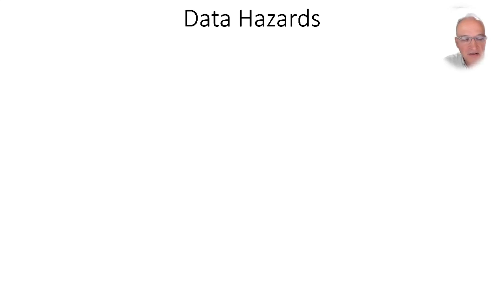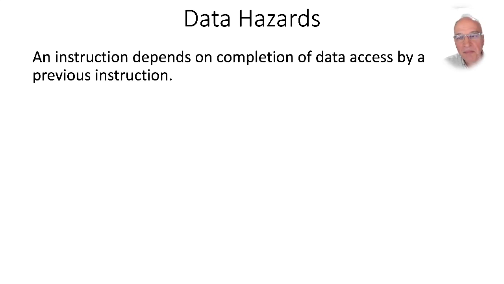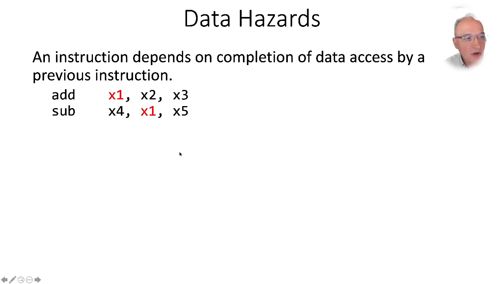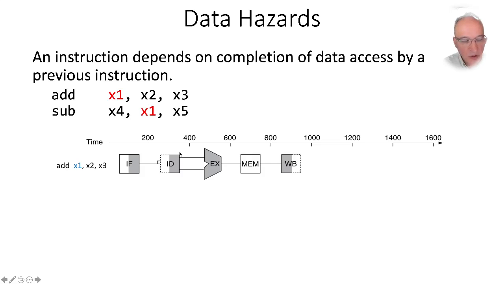Let's discuss data hazards. A data hazard happens when I have an instruction that depends on the result or the completion of the data access by a previous instruction. One example is that I have an add that produces the value of x1, and then I have a sub instruction that consumes the value of x1. This is what we call a data dependence, and this is called a true data dependence because I have to actually obtain the value of x1 in order to compute the sub.